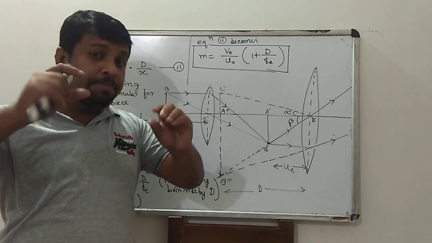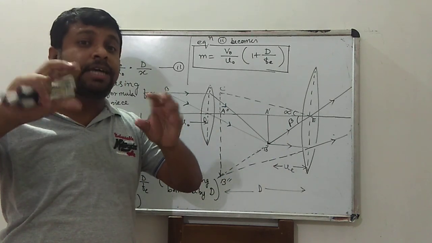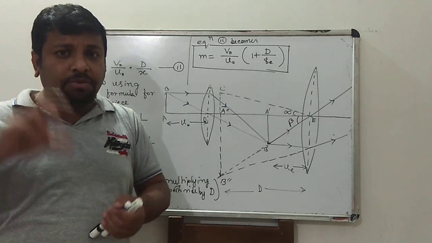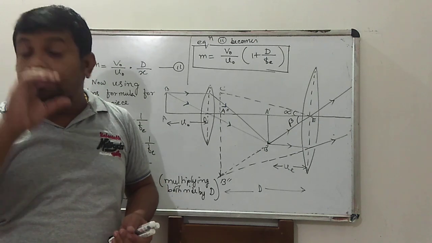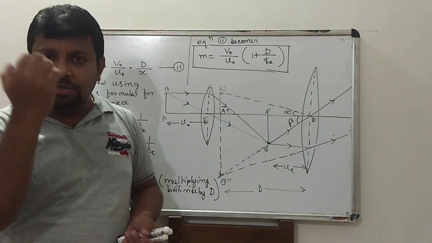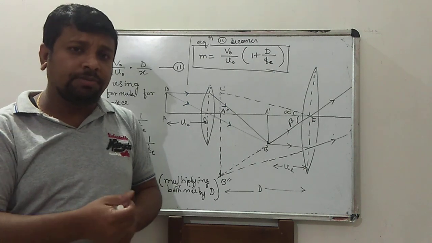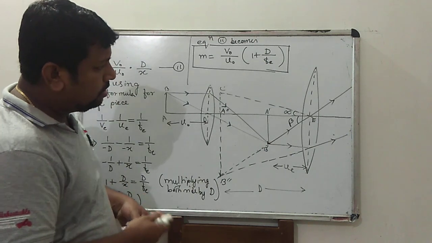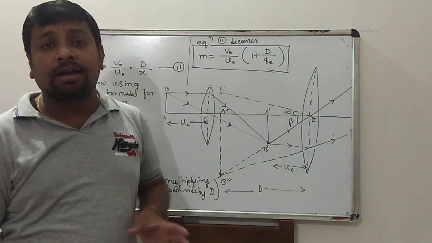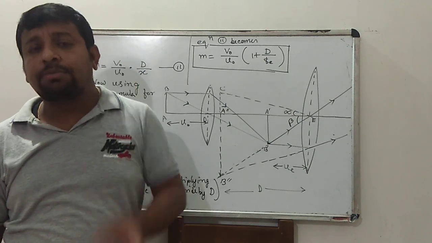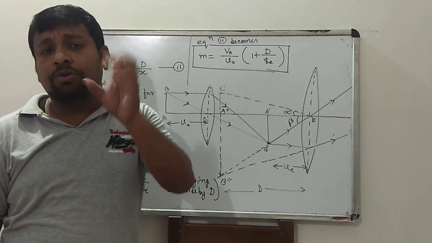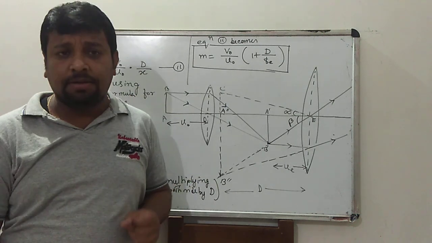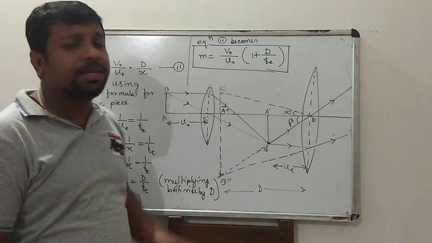That means eyepiece and objective are adjusted in such a way. For example, if you handle a camera, to get a photo, that means a capture, we adjust the lens of the camera. So the same phenomenon takes place here.